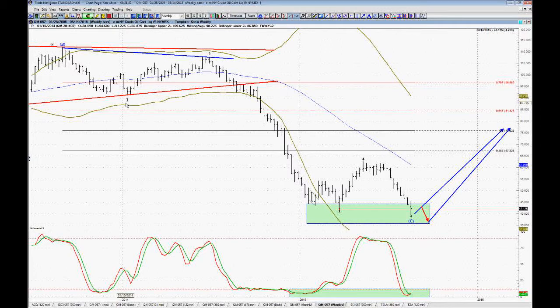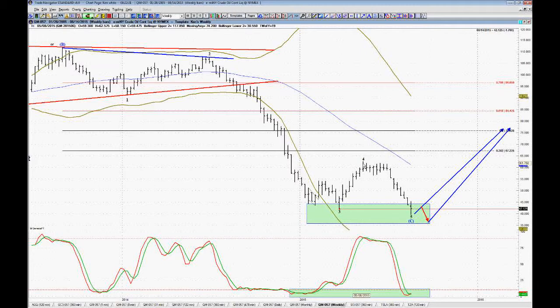The pattern is 1, 2, 3, 4, 5. And because this pattern is moving from the upper left-hand corner of the chart to the lower right-hand corner of the chart, this is a downtrend. In a downtrend, these 5 waves are going to move with waves 1, 3, and 5 in the direction of the major trend. The trend is down, waves 1, 3, and 5 are moving lower. The counter trend waves or moves are waves 2 and 4.